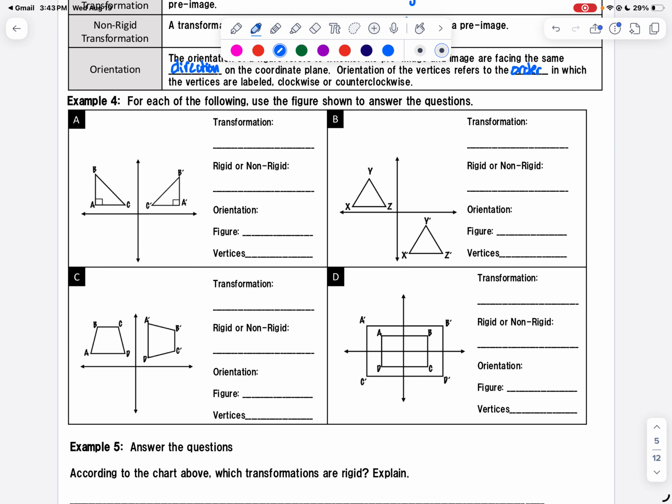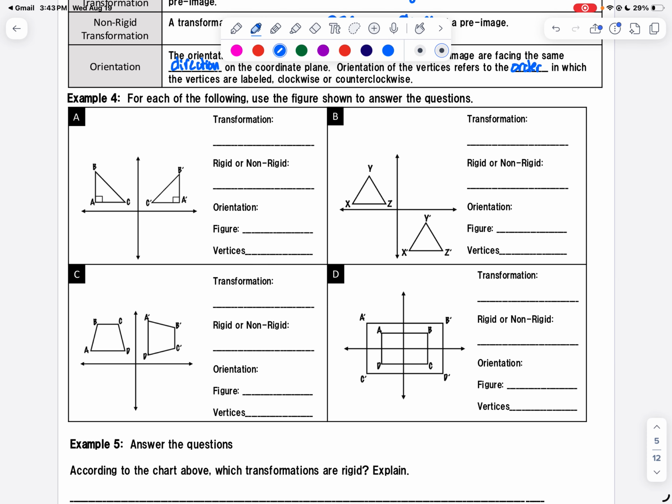Okay, so let's look at problem A. We have a triangle, A, B, C. That's our pre-image. And then we have our image. So what transformation did we do to this triangle? See if you can come up with the formal word for the transformation that occurred. Pause the video and write down what type of transformation you think this is. All right, welcome back. Did you put reflection? If you did, you are correct. This triangle was reflected across the y-axis.